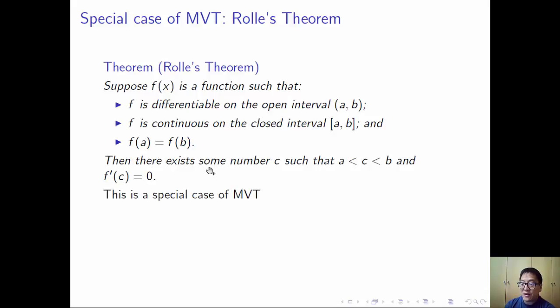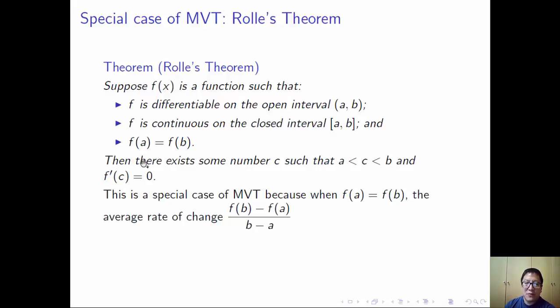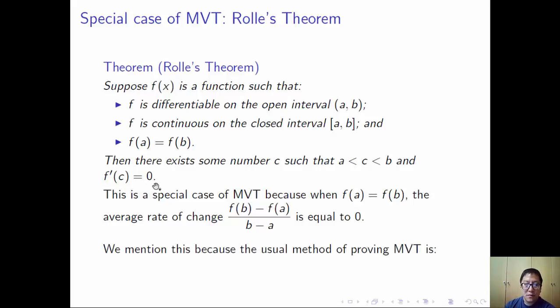This is a special case of the mean value theorem precisely because f(a) is equal to f(b), the extra condition that we added to the assumptions of the mean value theorem to get Rolle's theorem. When f(a) is equal to f(b), then remember f'(c) is equal to the average rate of change, (f(b) minus f(a)) over (b minus a). Well, if f(a) is equal to f(b), then this numerator is 0, and so the average rate of change is 0. So f'(c) equal to 0 in this particular case is exactly saying that the instantaneous rate of change is equal to the average rate of change.